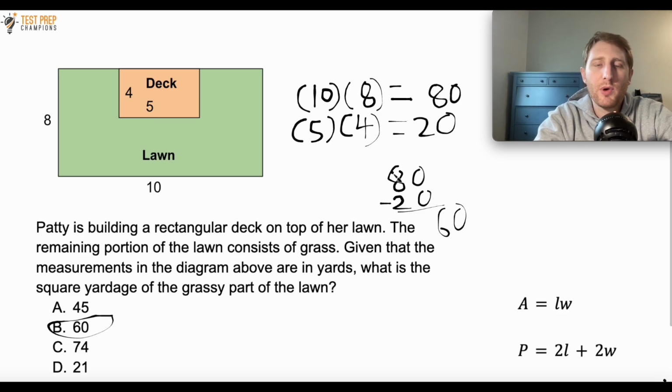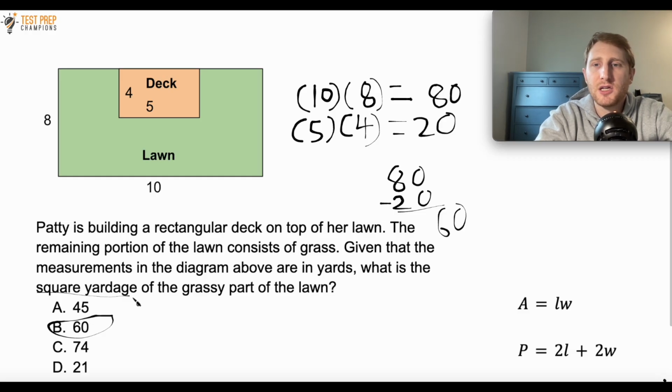So one last tip I want to leave you with here is that area is measured in square units. Let's say that you got a question like this and you just weren't sure what to do, but you saw that it was asking for square yardage. If you remember that area is measured in square units, just the fact that we see the word square yardage here could be a clue that getting this question right is going to involve an area calculation.